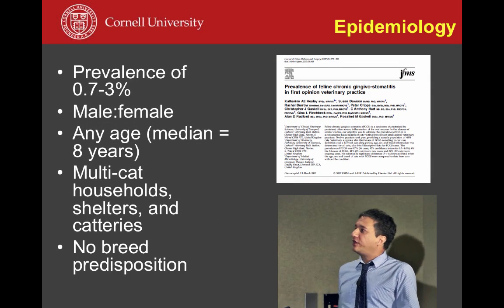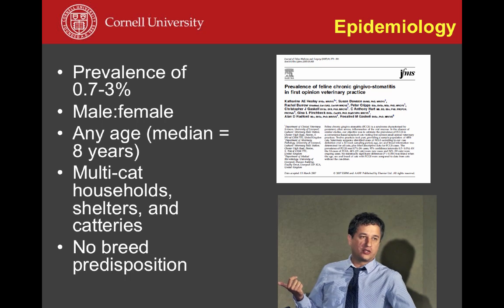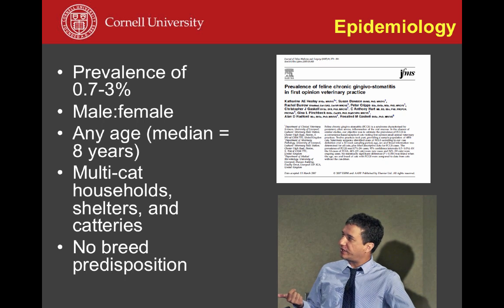The only good thing I would say from all these slides that I'm going to show you is that the epidemiology, or the prevalence of the disease, is not as high as some people have believed it is. In this particular study, which was a British study, the prevalence was found to be 0.7%, so it's not that high, fortunately.